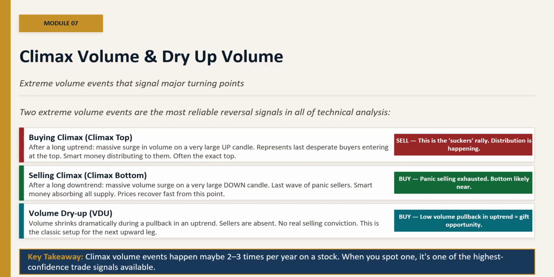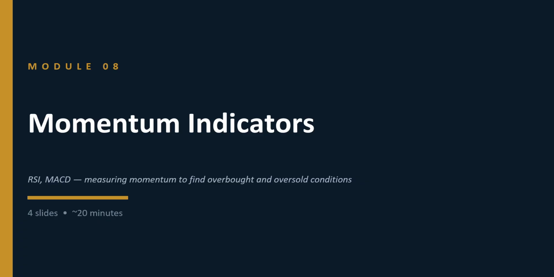Volume tells you conviction. Now let us measure momentum. Module 8 is RSI and MACD. Momentum indicators like RSI and MACD are the two most widely used momentum tools in the world. Master these and you will have a significant edge in timing your entries and exits.